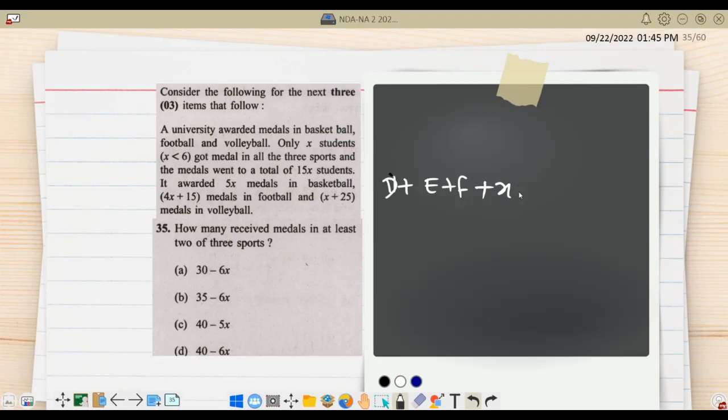So we know what D plus E plus F is equal to. That is 40 minus 7x and then plus x. So this is going to be 40 minus 6x. D is your answer. Now we are going to go to the next question.